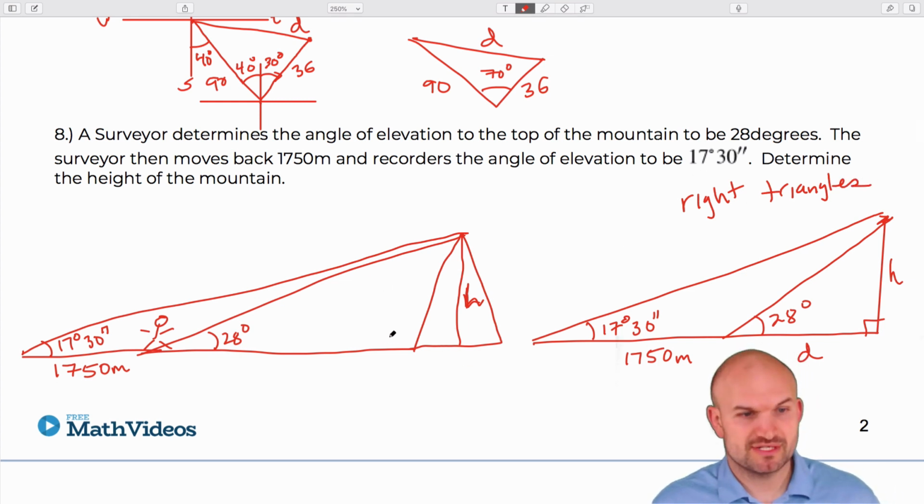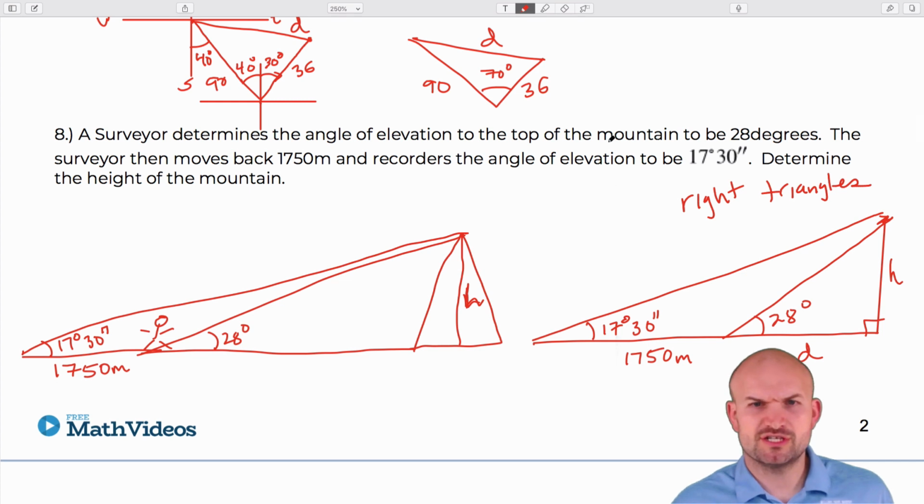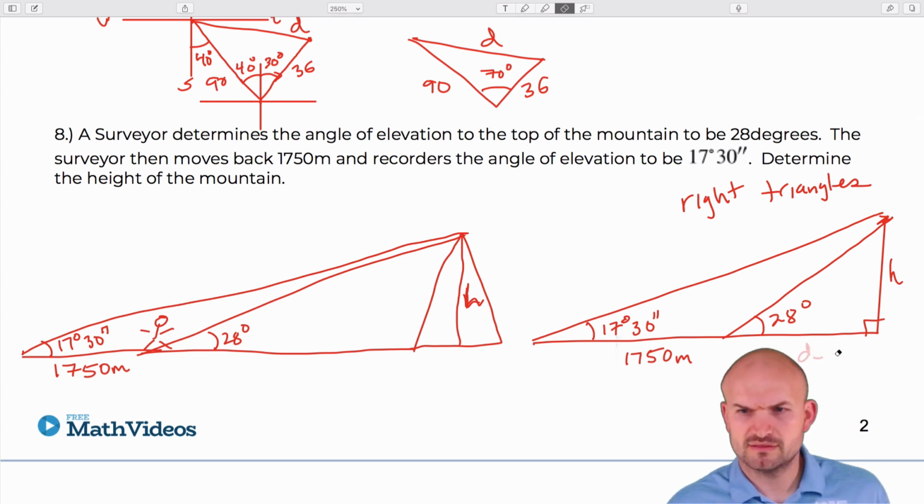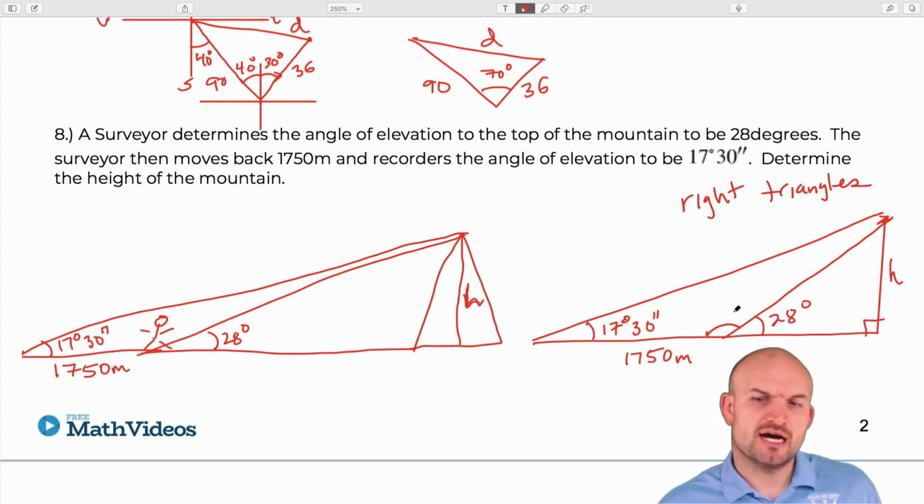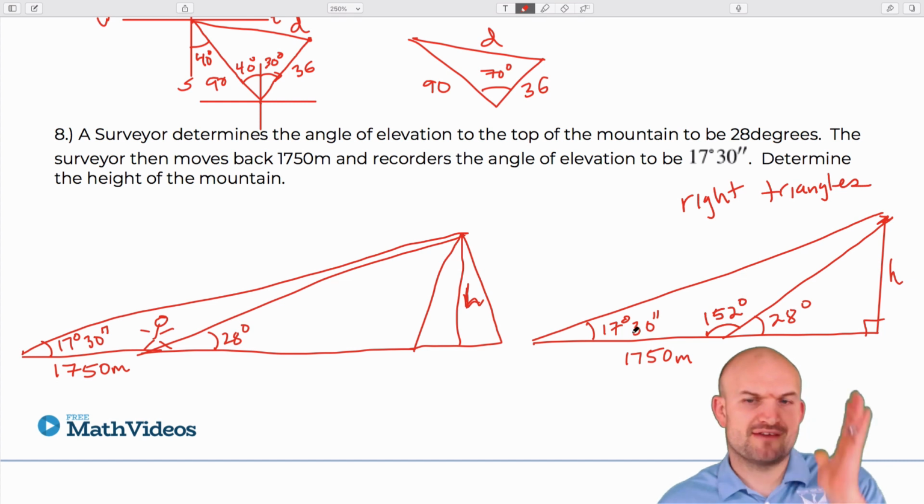Determine the height of the mountain. Okay, so you're determining the height, but you're also going to have to determine this measure, I believe. 1700, angle. Yeah, you need, oh no, you don't need to. You actually don't need to figure out that length. No, because what you can do is, if that's 28 degrees, then you can use this. That's going to be complementary, so that'd be 152. There you go. So now you're going to have angle, side, angle.